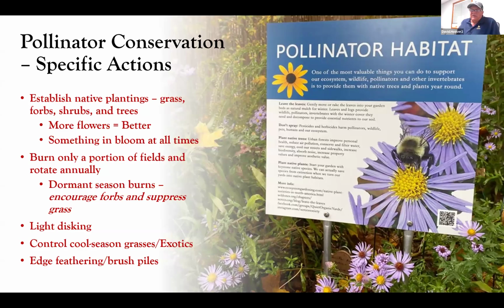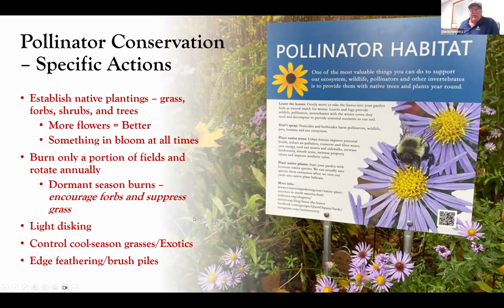Some maybe more specific actions for pollinators. Again, establish native plantings, grass, but heavy on the forbs. Don't forget the trees and native shrubs. More flowers equals more bees equals better. Have something in bloom all the time. So don't forget those early blooming species, April, May, and the late bloomers in September and October.